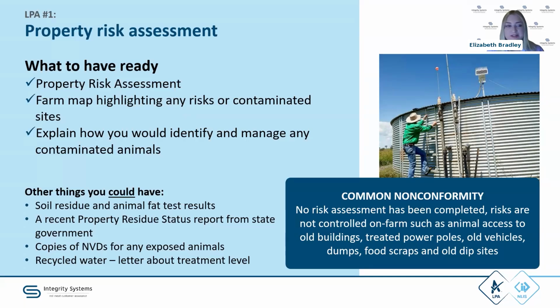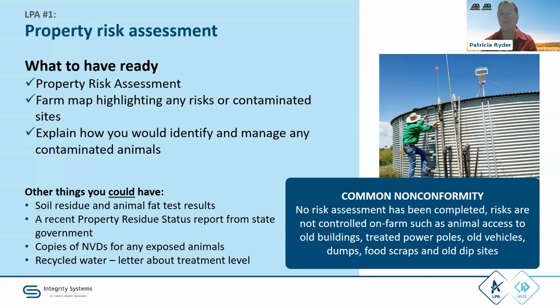So Trish, let us know, what is the most common nonconformity we find around property risk assessments in LPA? Yeah, thanks, Elizabeth. So the most common nonconformance in that area is actually not having a risk assessment at all. So not documenting that risk assessment. The other part to that is the actual mitigation of those risks that may have been identified. So if they've done a partial risk assessment, but they haven't actually put the mitigations in. So risks are not being controlled on farms, such as animal access to old buildings or treated power poles, old vehicles, dumps, food scraps, and old dip sites.